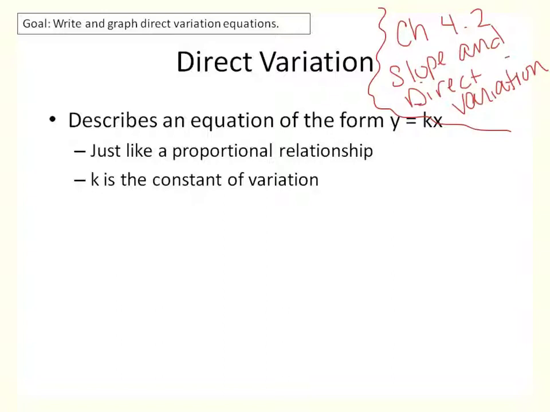So direct variation is an equation of the form y equals kx, which we've been talking about. And if you remember back when we were talking about proportions, and we had the equation P equals RB, so it's similar, but what you need to know is that K is a constant of variation. Okay, and you know what else we've called K.